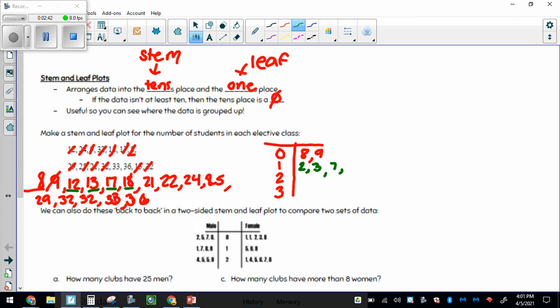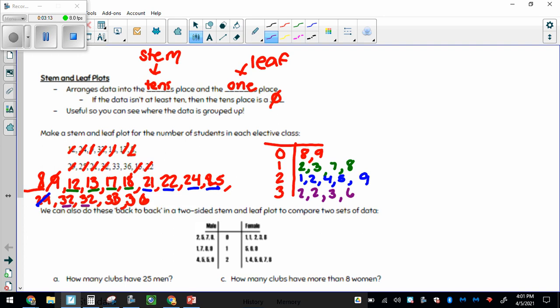We're just putting the 8. So when you're reading this, 18, 1, 8, 18. For all of my 20s, I've got 21, 22, 24, 25, 29. And then for my 30s, I've got 32, 32, 33, and 36.